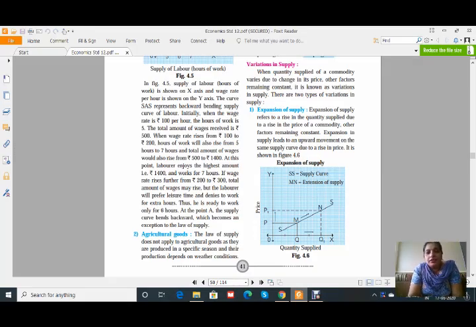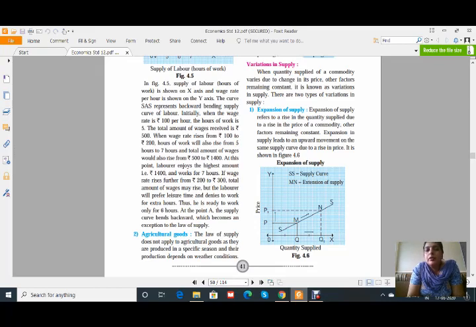Let us start with the next topic. So in the previous lecture, we already completed the exceptions to the law of supply. Now we will see the variations in supply. Variations mean when the quantity supplied of a commodity varies due to a change in its price, other factors remaining constant. It is known as variation.